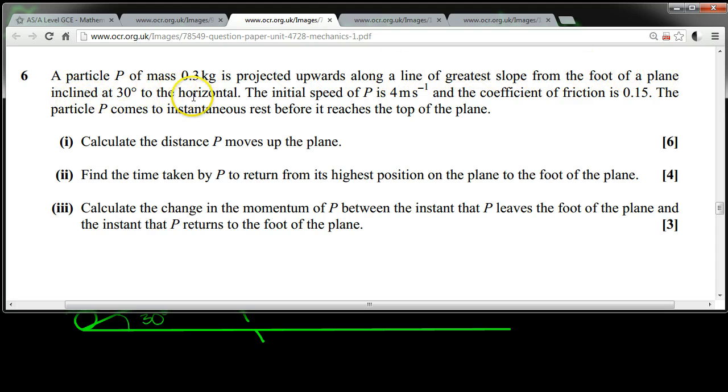A particle P of mass 0.3 kilograms is projected upwards along a line of greatest slope from the foot of a plane inclined at 30 degrees to the horizontal. The initial speed of P is 4 meters per second and the coefficient of friction is 0.15. The particle P comes to an instantaneous rest before it reaches the top of the plane. Calculate the distance P moves up the plane. Find the time taken by P to return from its highest position on the plane to the foot of the plane. Calculate the change in the momentum of P between the instant that P leaves the foot of the plane and the instant that P returns to the foot of the plane.